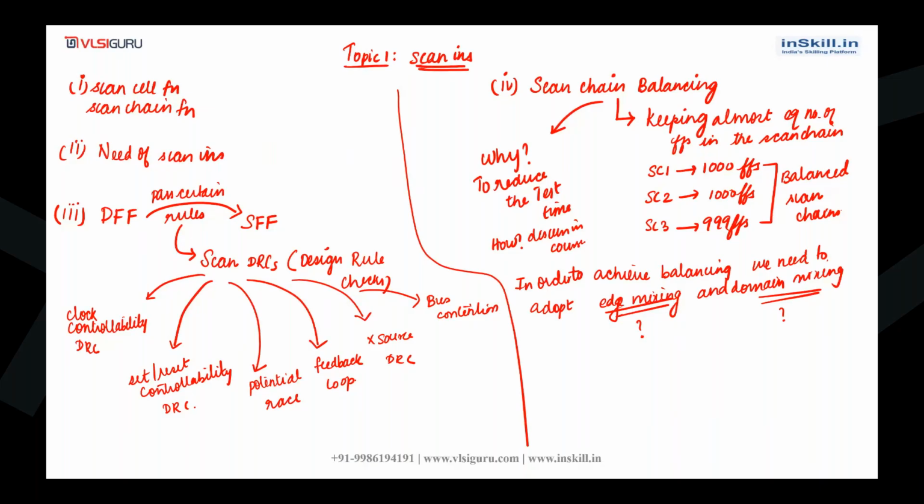Now if you go for edge mixing and domain mixing, again it will introduce some problems. What problems will it introduce? That is what we will discuss next: the problems in edge mixing and domain mixing, and then their solutions. How to overcome the problems? We will try to understand.